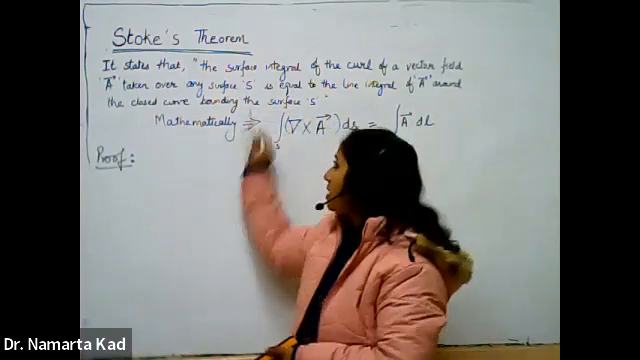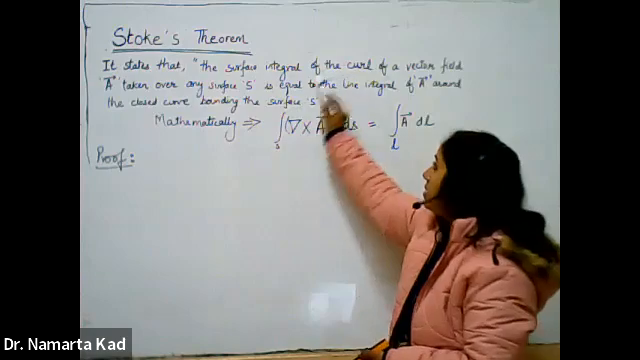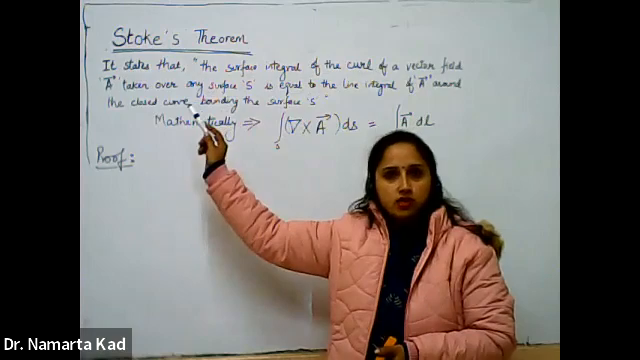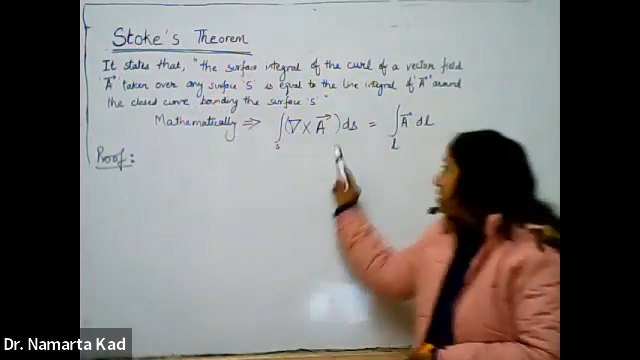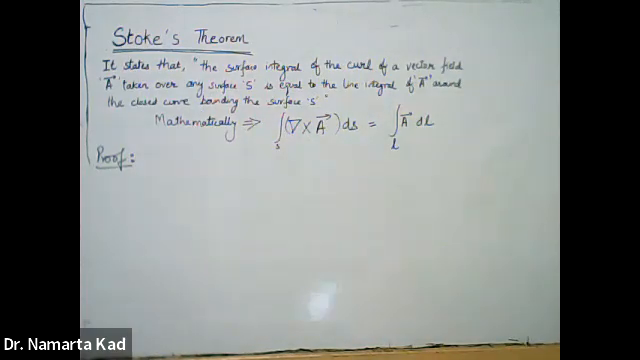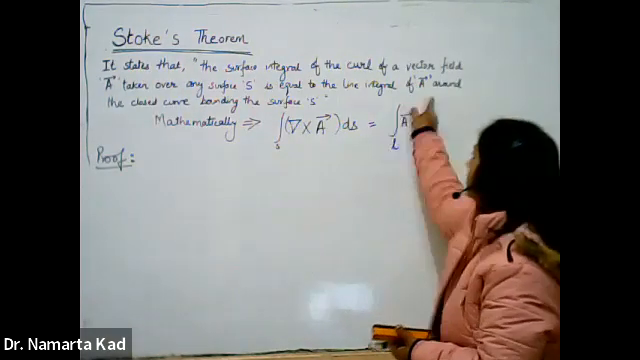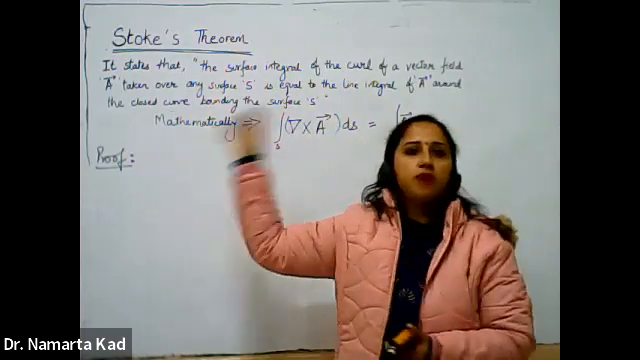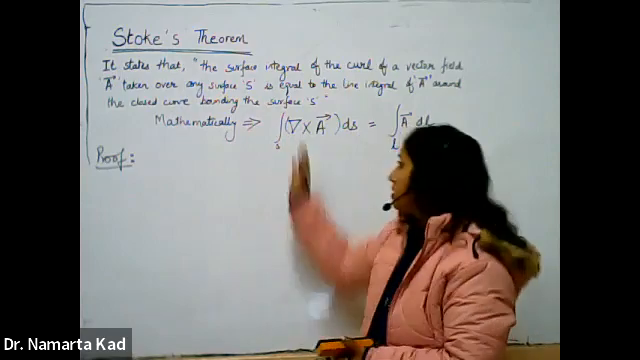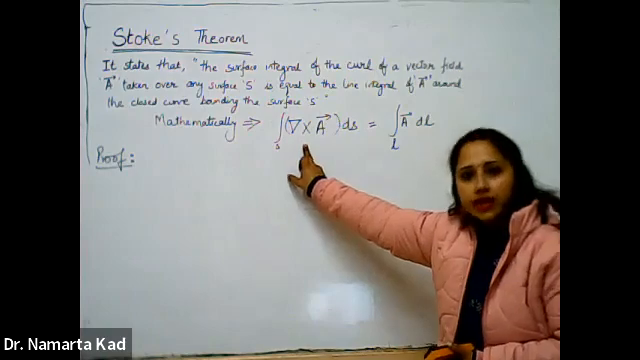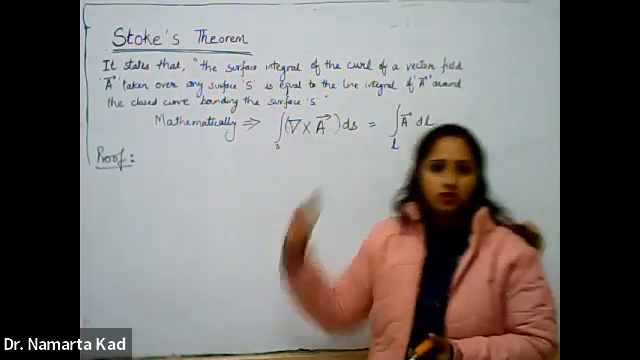Mathematically, as you see from the definition, on the left hand side there is the surface integral of the curl of a vector field, so it can be written as the curl and its surface integral. On the right hand side there is the line integral of A vector around the closed curve bounding the surface. So on the left there is the surface integral of the curl of the vector, and on the right there is the line integral of that particular vector.